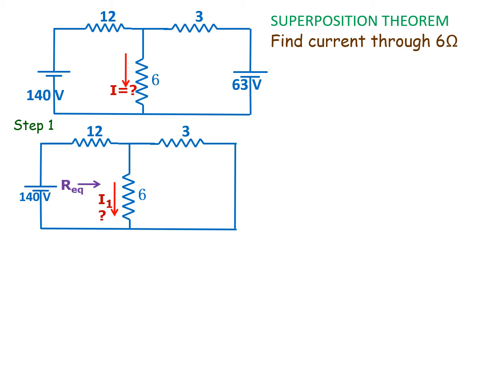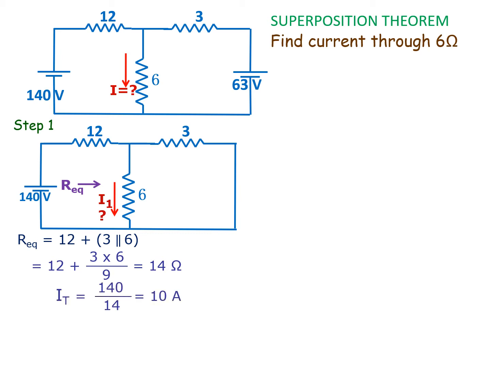Find the equivalent resistance of this network. 12 is in series with 3 and 6 in parallel. It becomes 12 plus 3 into 6 by 3 plus 6, 14 ohms. So the total current supplied by the 140 volt source is 140 divided by 14, 10 amperes. This is the total current.